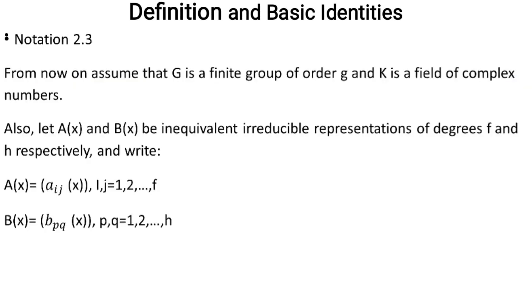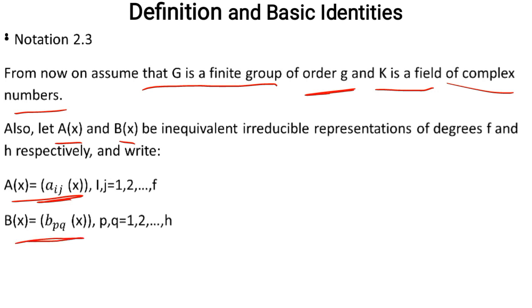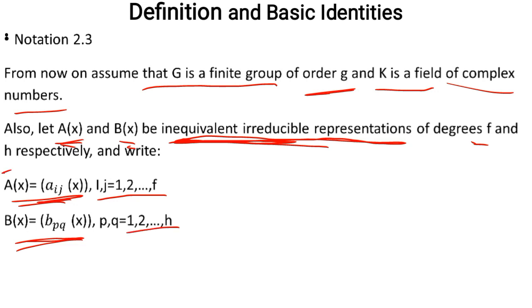Okay, so let's continue. Another notation you need to know is that throughout this particular one, once we're dealing with a character of this matrix representation, our G is a finite group and its order is small letter g. So when you count the number of elements in it, you get g of it, and it's over the field K of complex numbers. Also, once we are talking about AX and BX, its matrix representation will be of this form, and that of BX will be of this form, on the grounds that they are inequivalent reducible representations. Notice that ij runs from 1 to f, meaning that our AX is an f by f matrix and our BX is an h by h matrix. That's why it stops at h. Just notations you need to know.